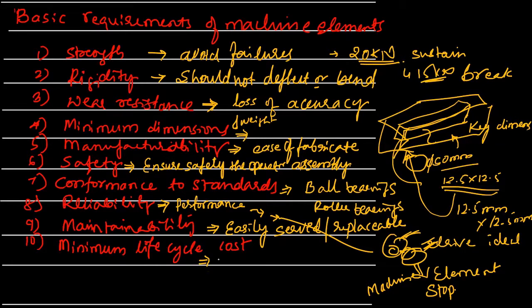Next, minimum life cycle cost. The overall cost for its performance or its working should be minimum, not more than that. Now, these are the basic requirements of machine elements.